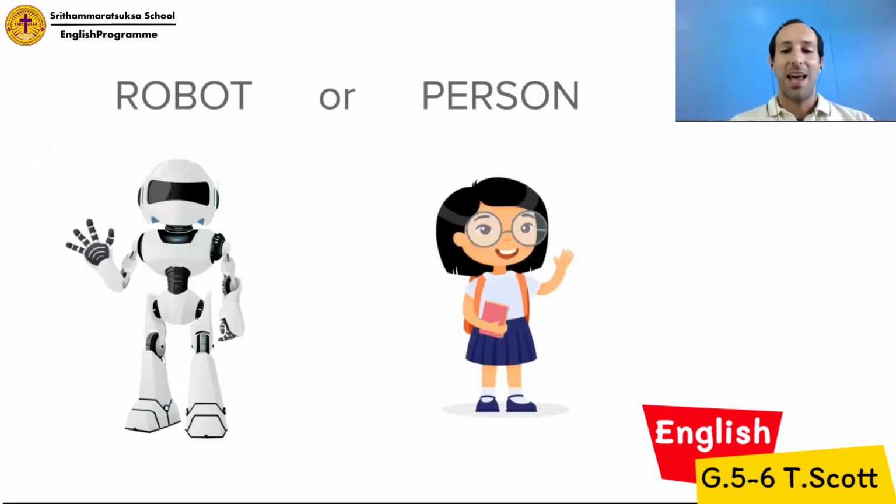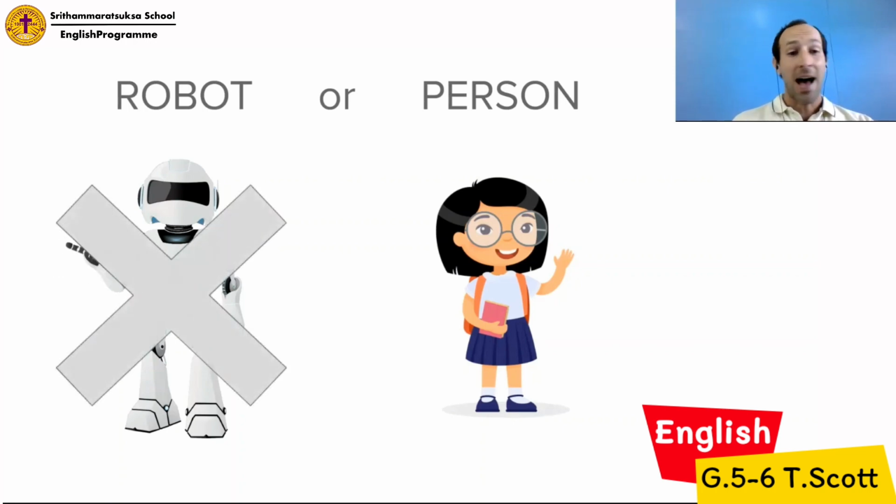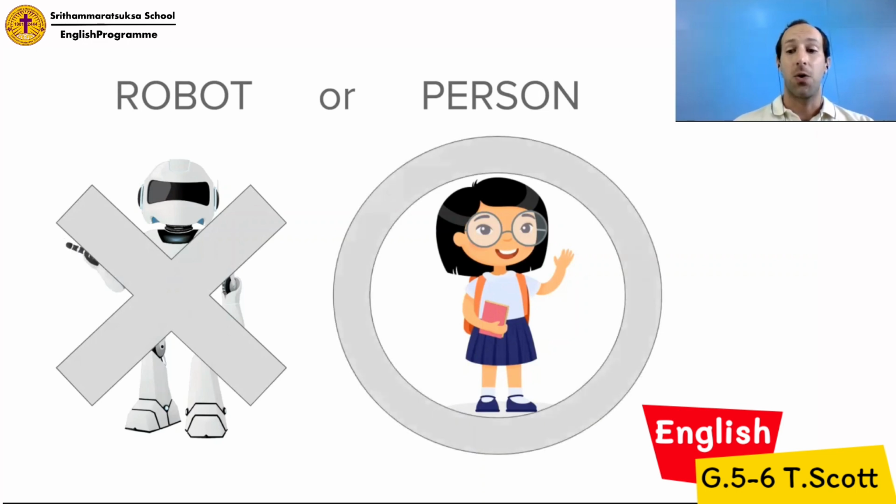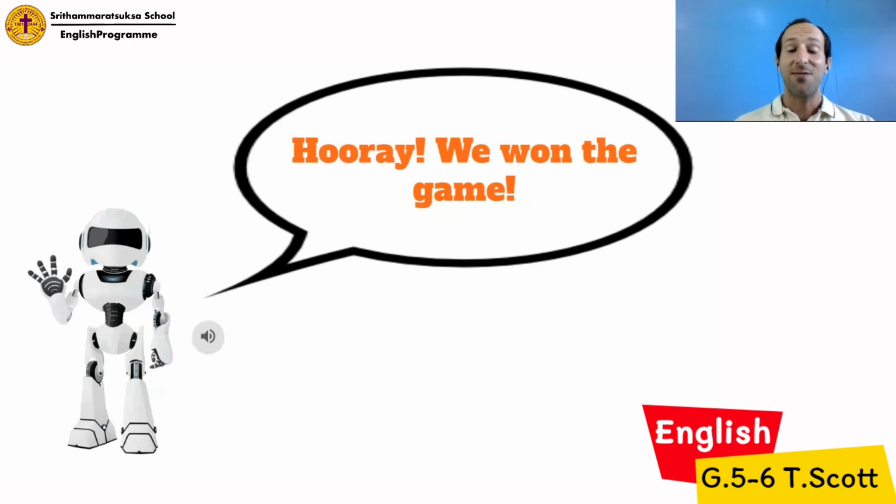To help us understand, we are going to compare what a robot sounds like to what a person sounds like when they say the same sentences. You do not want to sound like a robot when you are speaking. It's much better to sound like a person who has feelings and tones and gestures to help people understand what you want to say. Let's first listen to how the robot sounds saying this sentence.